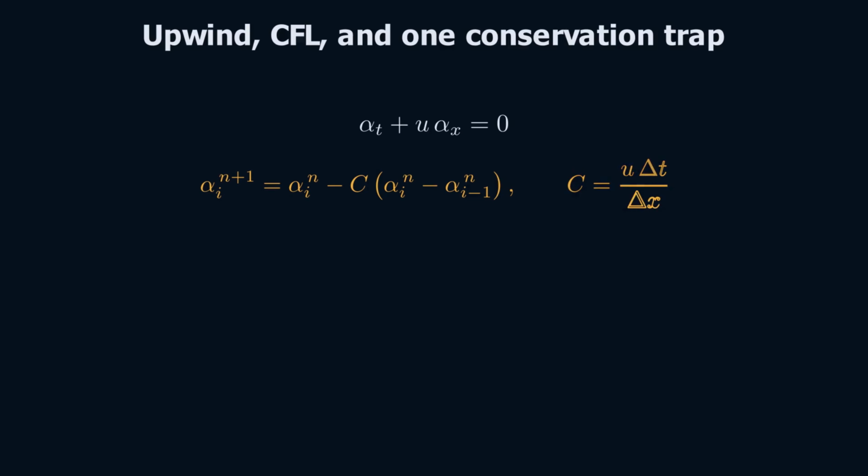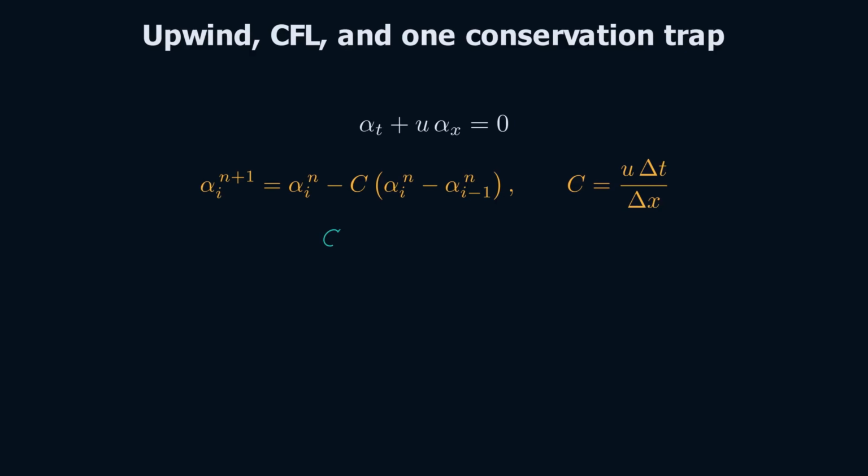Time to turn calculus into arithmetic. We discretise the advection equation on our grid of cells. Our flow moves left to right, so information travels left to right. Whatever cell i is about to become, it is becoming because of what is arriving from upstream, from cell i-1. The upwind scheme takes that literally. The new alpha in cell i equals the old value, minus C times the difference between cell i and its upwind neighbor. C is the Courant number, the fraction of one cell that the flow crosses in one time step.